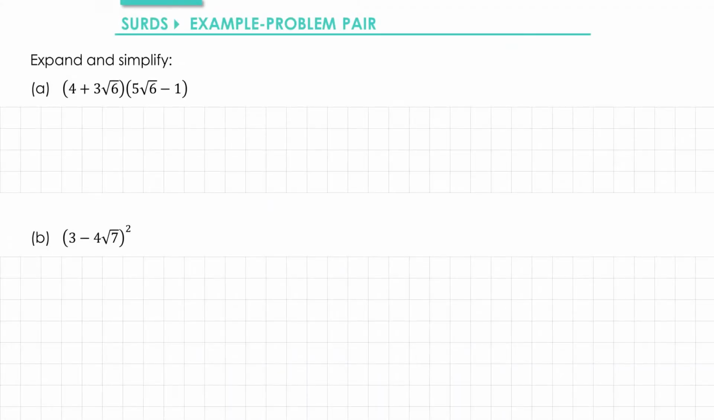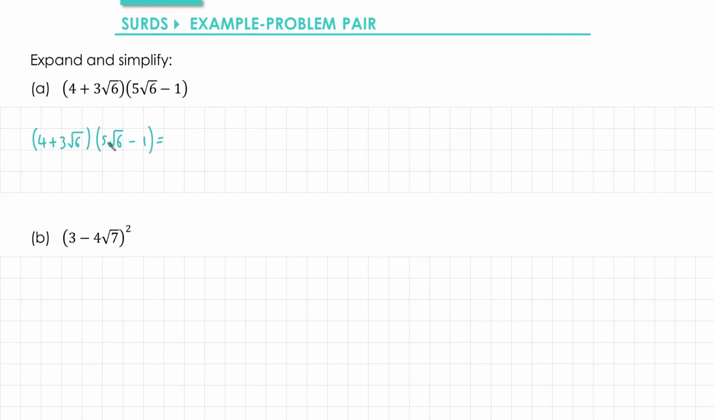Okay, in this example we're going to be looking at expanding brackets that contain surds. To begin with, we've got 4 plus 3 root 6 multiplied by 5 root 6 minus 1. We expand double brackets in the way we typically would. We start with the first term and we multiply by both terms in the second bracket.